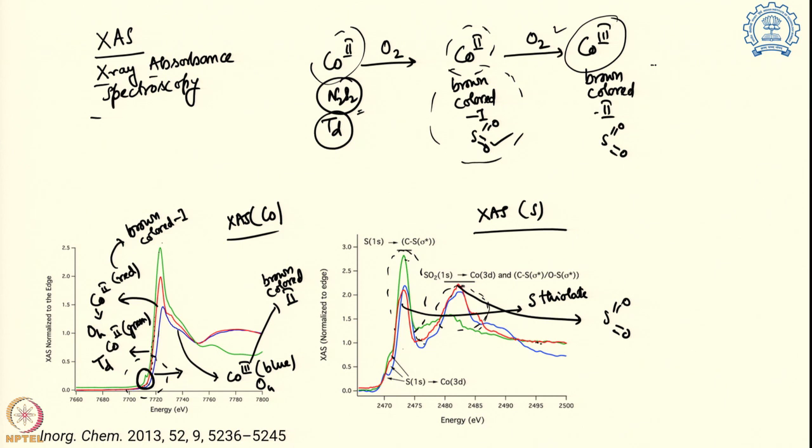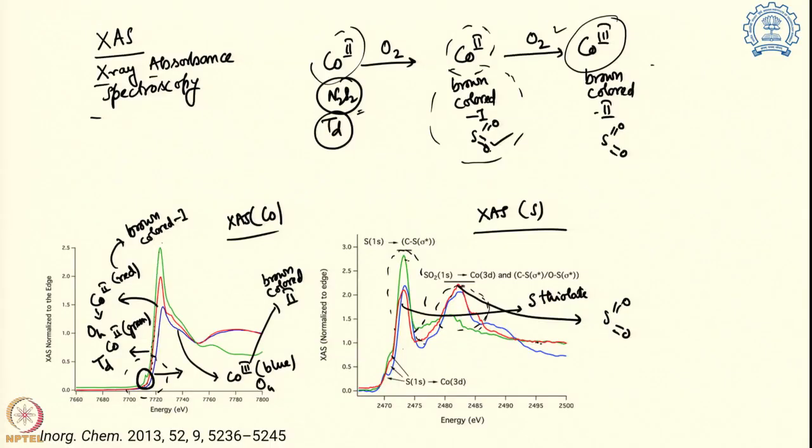And this is giving us an idea how in the real system the biogenesis of this particular enzyme would happen. First they start with an all thiolate system and slowly it reacts with oxygen and forms one sulfinate. The sulfinate, because of this S double bond oxygen, actually helps the cobalt to move to the octahedral geometry.